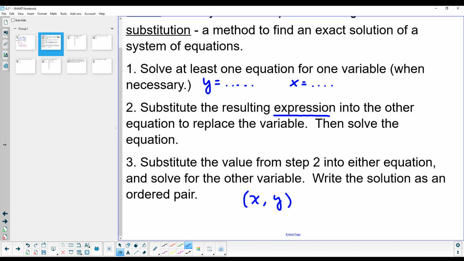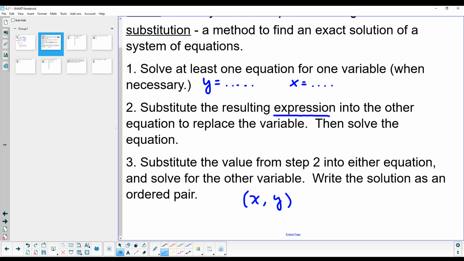Sometimes the step-by-step doesn't necessarily make sense until we actually go through an example. If that's not really that clear right now, hopefully it will be here in just a minute. Again, we're going to be solving one of our equations for one variable, substituting that in, and then being able to find our other variable, either x or y, once we get our first value. Again, our answer is always going to be an ordered pair. It's never going to be just one number. It's always going to be an x and a y.